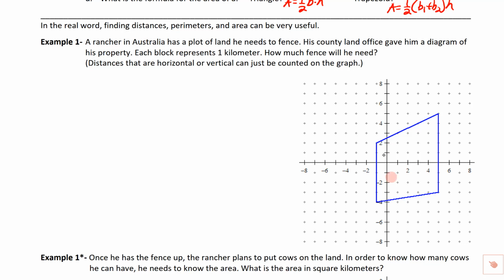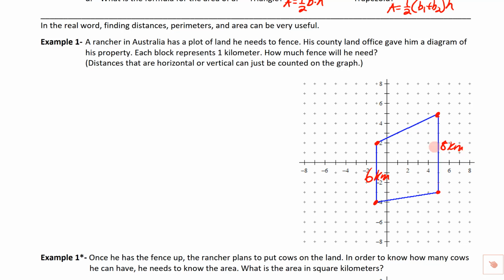So what we want to do is figure out how much fencing this is going to take. Well, these two right over here are pretty easy because it says we can just count. So this is 1, 2, 3, 4, 5, 6. So this would be 6 kilometers right here. And then over here, 1, 2, 3, 4, 5, 6, 7, 8. So this is going to be 8 kilometers right there. So we've got the two of those.